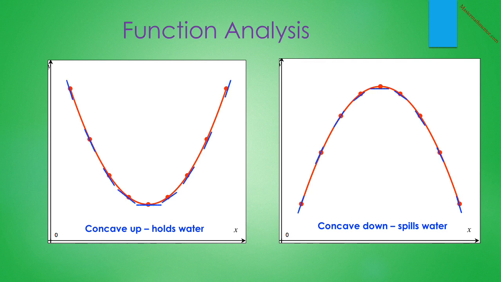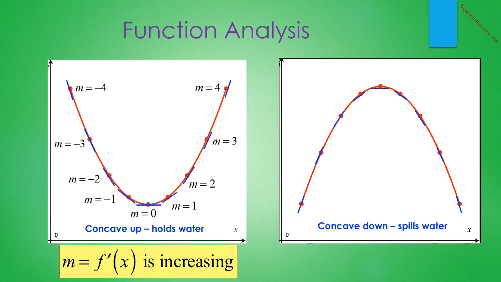The tangent lines are now shown. Can you determine a relationship between the slopes of the tangent lines on the concave up curve as we go left to right, as well as a relationship between the slopes of the tangent lines on the concave down curve as we go left to right?